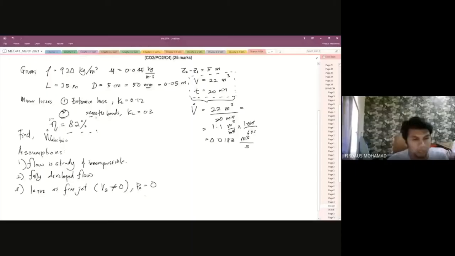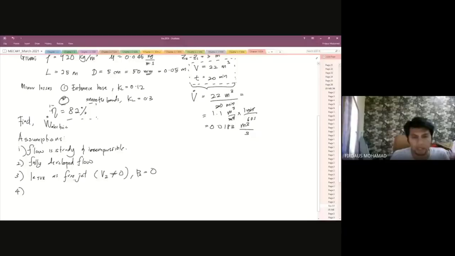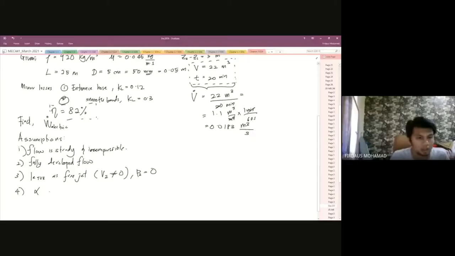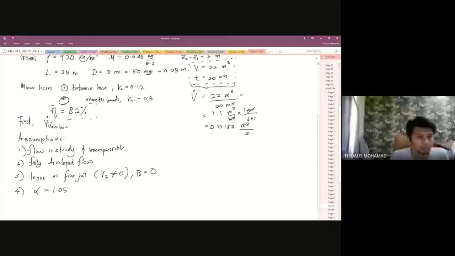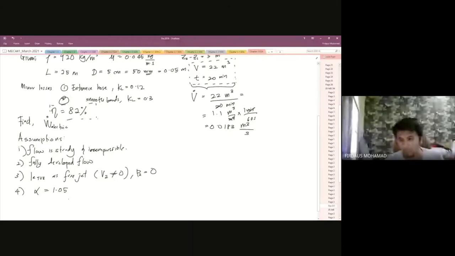Lift as free jet. Apa lagi? Okay, so number four, since it is lift as free jet, V2 is not equal to zero. Okay, so we need to consider the alpha. Alpha must be considered in this case. Alpha ataupun kinetic energy correction factor, kita ambil standard, alpha equal to 1.005. Okay, so this is the assumption that is compulsory for the fluid dynamic analysis.